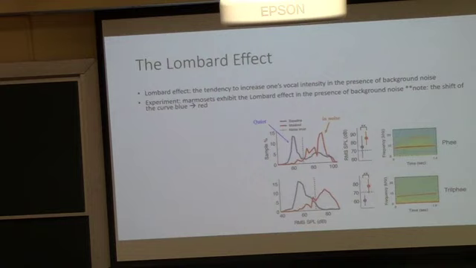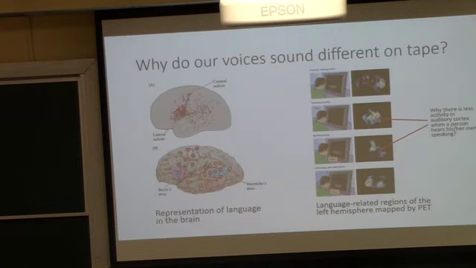So the important part to pull from here is that the blue line and the red line don't overlay. In the presence of background noise, they communicate at a louder volume. So moving on, the next question he wants to answer is, why do our voices sound different on tape?